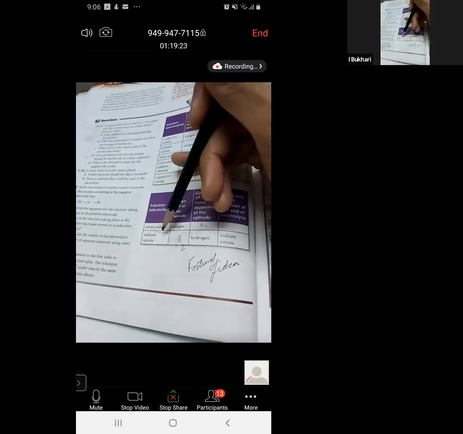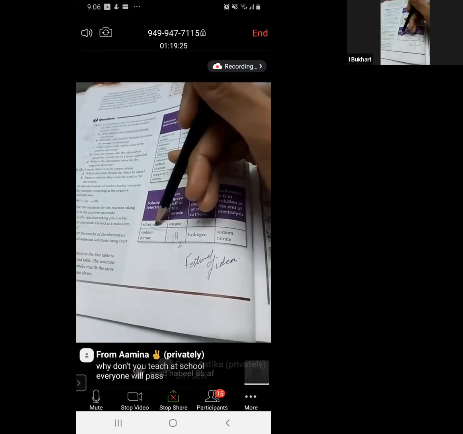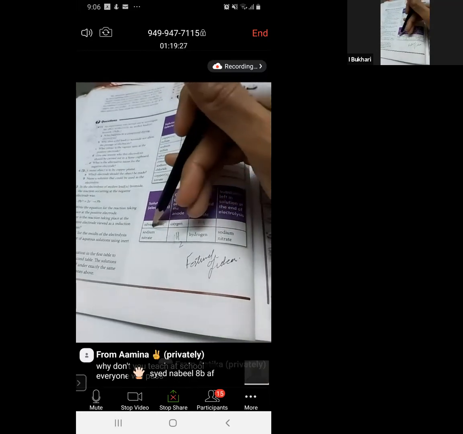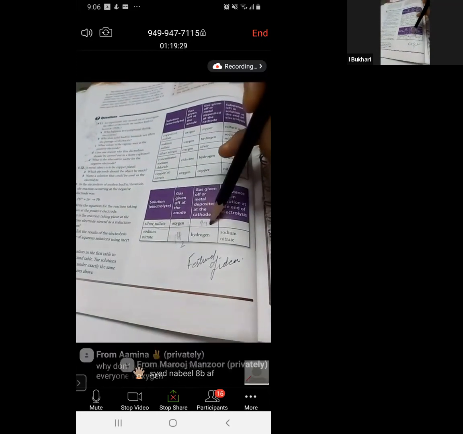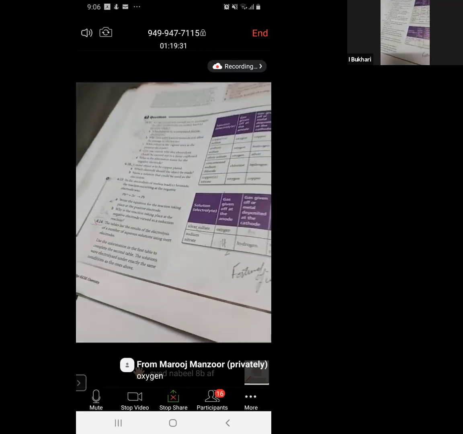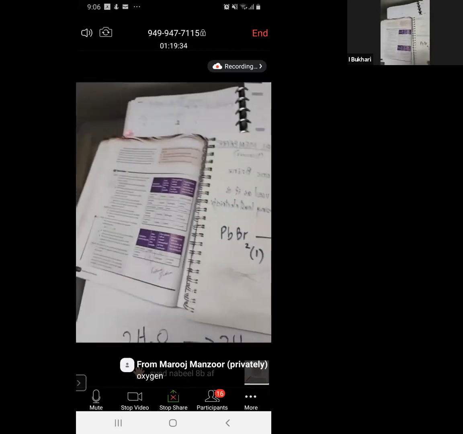Yusra, do you want me to do this in detail? Then of course, oxygen will be released, and then here you will have... okay, let me do this in detail, because Yusra is asking, she's not understanding.